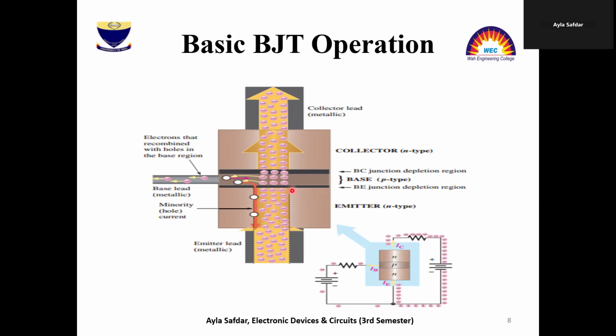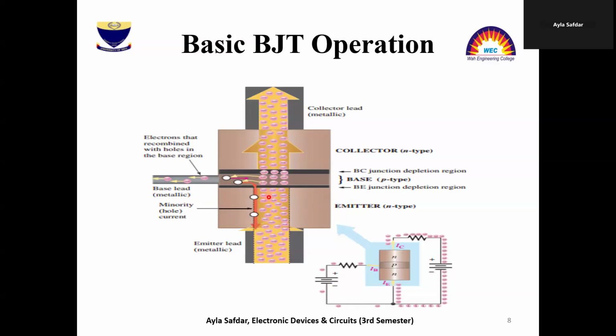As you can see, we have the base-emitter junction forward biased. So the depletion region is very small, and electrons will easily move towards the base region. In the base region, as you can see, we have very little doping; the base region is lightly doped.